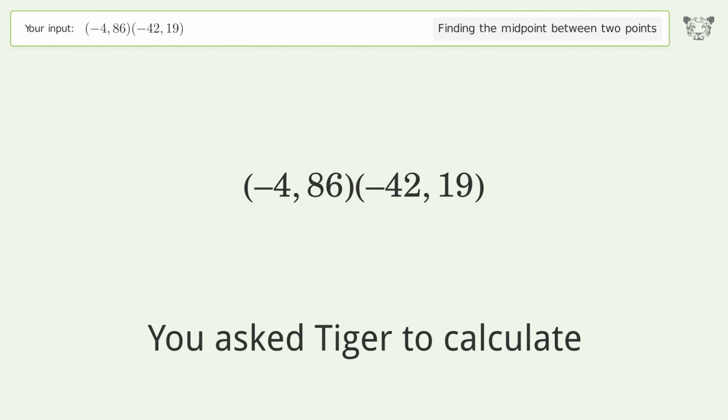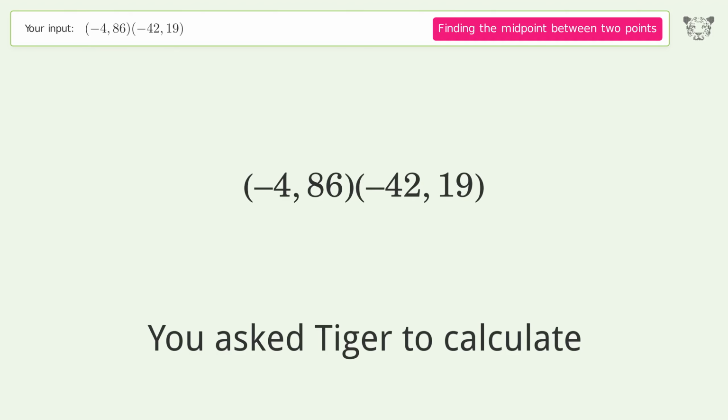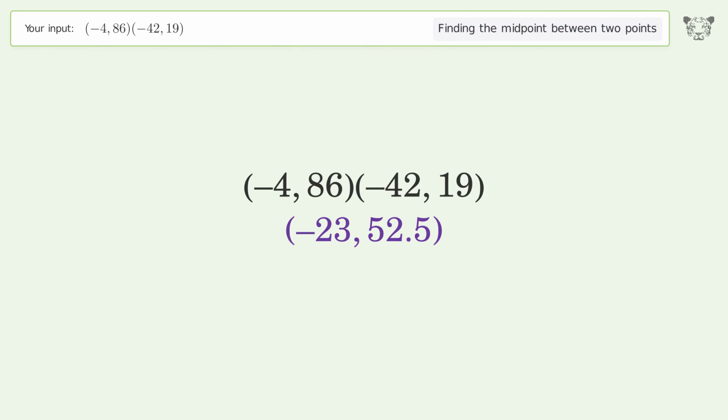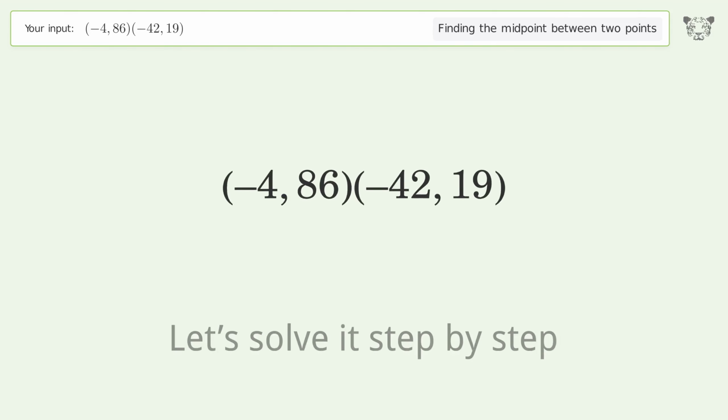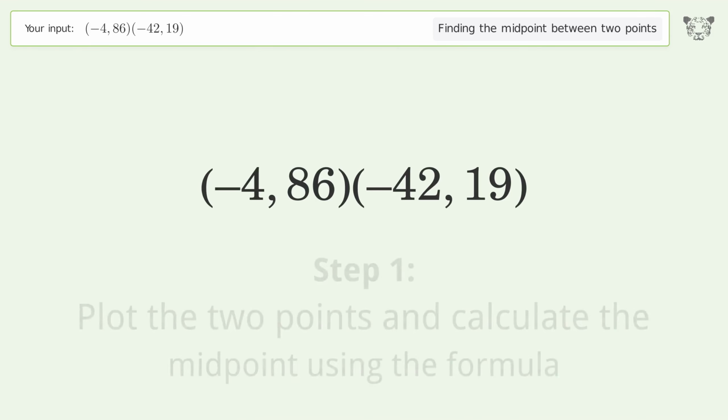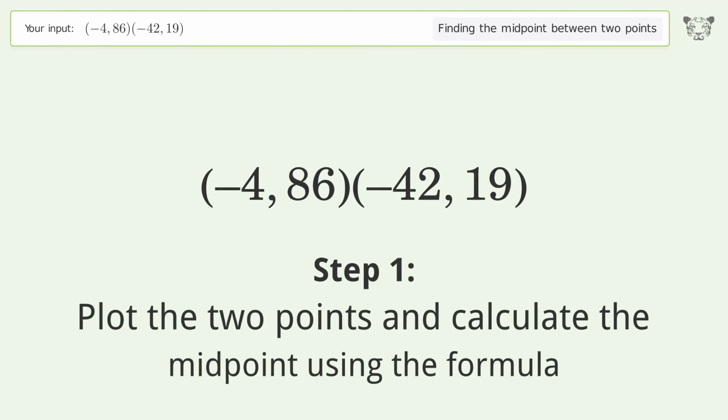You ask Tiger to calculate. This deals with finding the midpoint between 2 points. The midpoint between the 2 points is -23, 52.5. Let's solve it step by step. Plot the 2 points and calculate the midpoint using the formula.